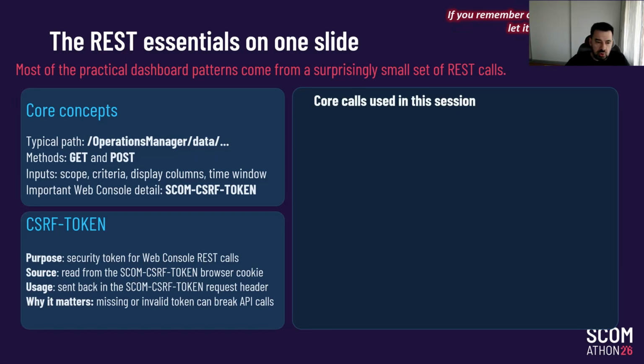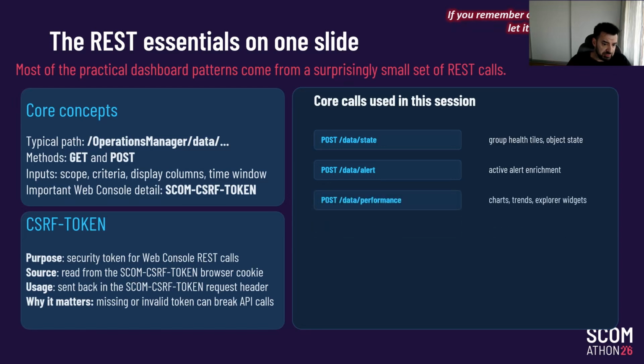Now to the core calls used in this session. First, we have post to data/state. This is the basis for group health styles and object state views. Second, we have post to data/alert. This is what allows alert enrichment. Next, we have post to data/performance. This powers charts, trends, and explorer style widgets.